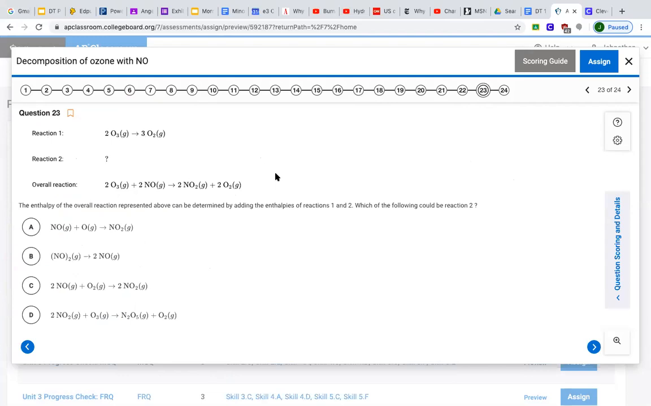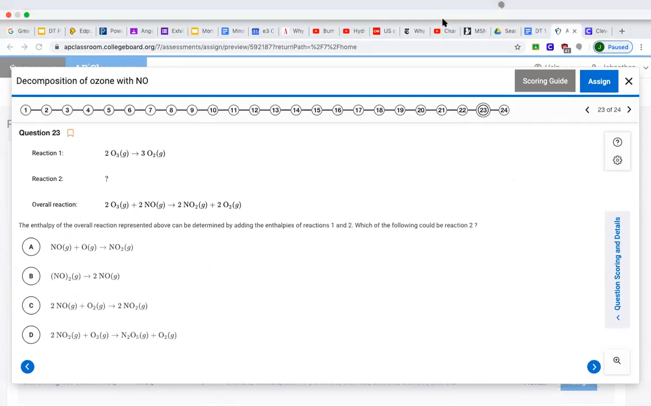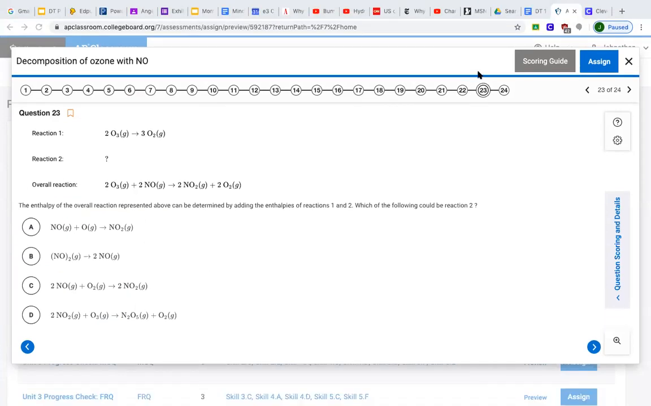So let's take a look at number 23. Two reactions presented, and then we get an overall reaction. The enthalpy of the overall reaction represented above can be determined by adding the enthalpies of reactions 1 and 2. Which of the following could be reaction 2? Very similar to the last question we did. Let's go ahead and pause the recording, and you'll have 2 minutes for this problem.